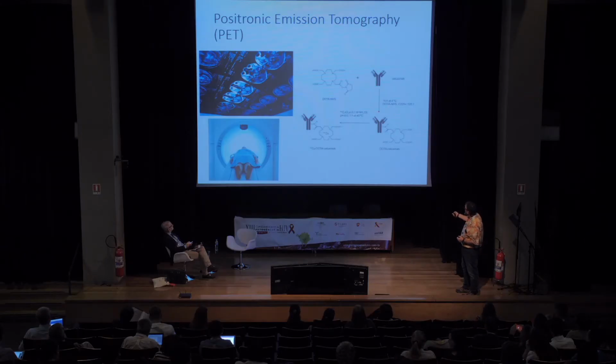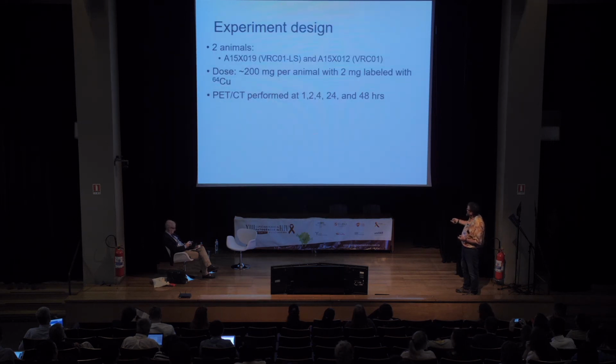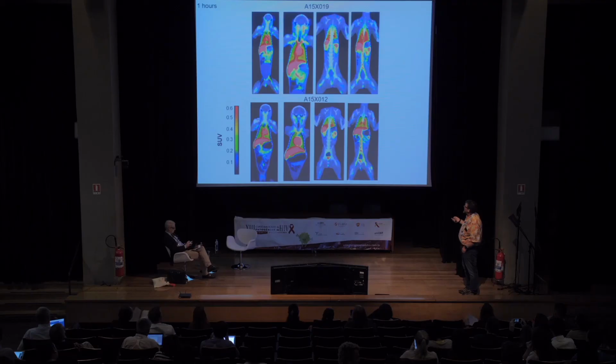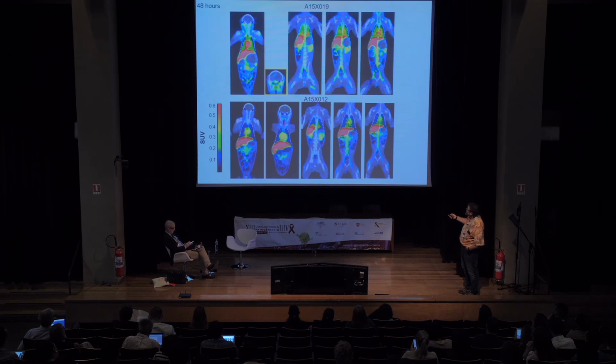You have to put copper onto your antibody or whatever you want to study. You inject it, you scan the monkey, and you can start to see where things go at the whole animal level. So here are some examples. One hour after this animal got LS, and this animal got regular VRC01, you really can't see very much difference. But when you go to 48 hours, you now see lots of differences.